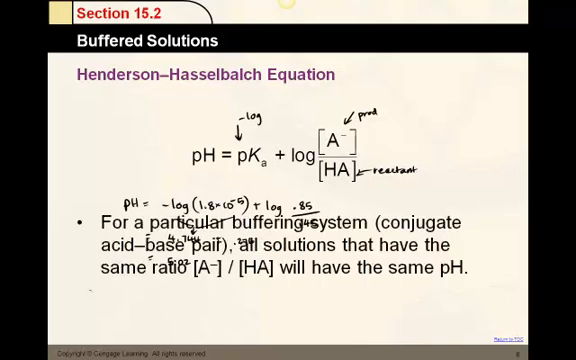Oops, and now I have totally blocked this. Let's see. I will erase what I wrote so we can read it. And it says, for a particular buffering system, a conjugate acid-base pair, like we just had, all solutions that have the same ratio, A minus to HA, will have the same pH. Okay.